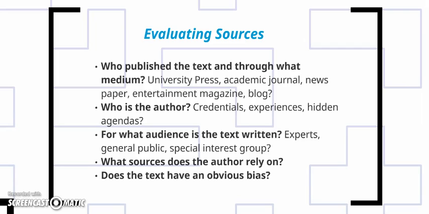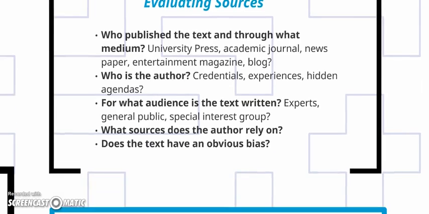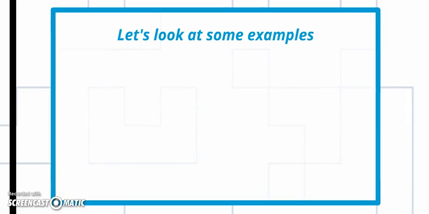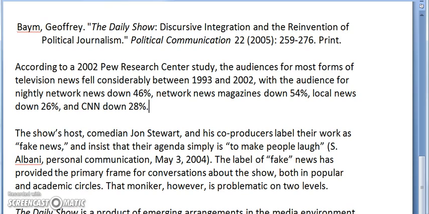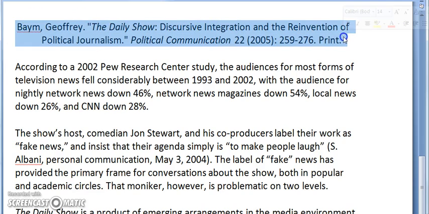Let's go ahead and look at some examples. And for that, I've got some excerpts from an article that I've talked about before. This is an article, again, at the top here, with the correct MLA citation for a Works Cited page. It's an article by Jeffrey Boehm, The Daily Show, Discursive Integration and the Reinvention of Political Journalism.